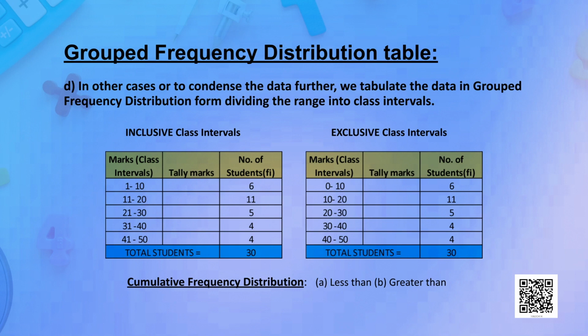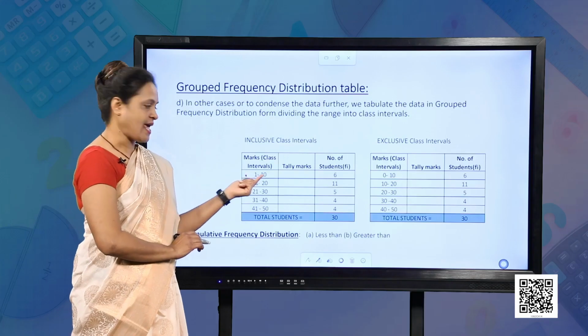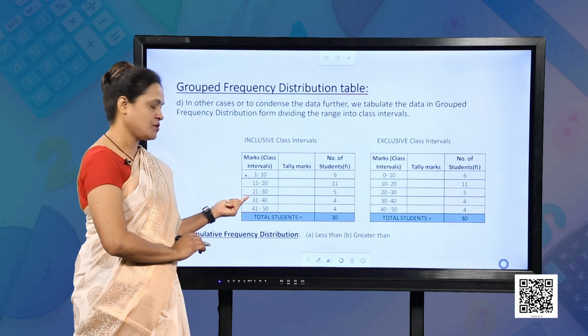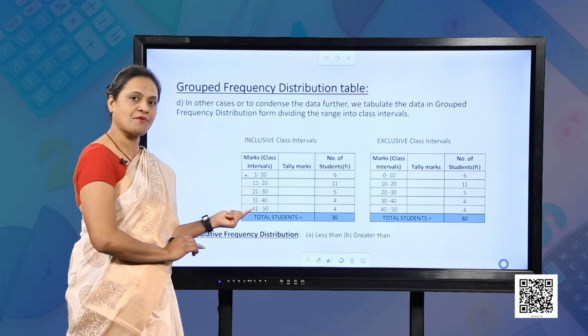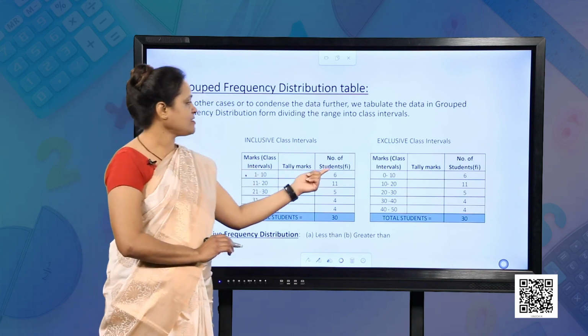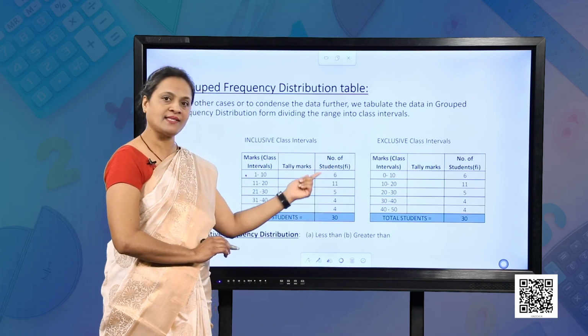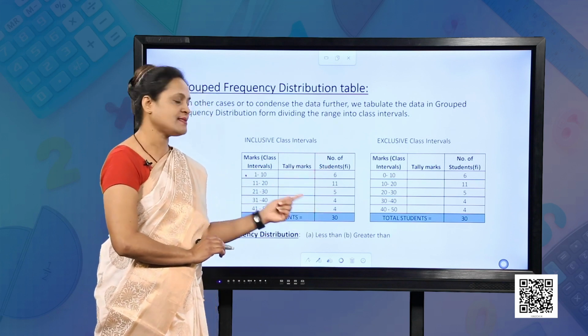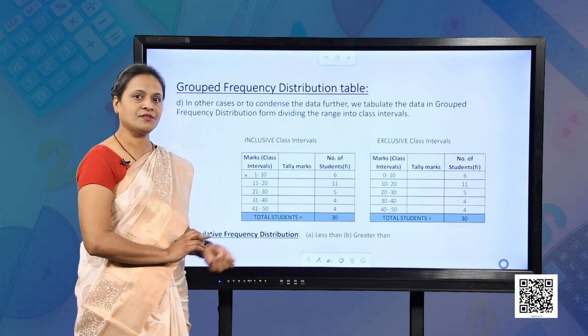You can see that the whole range of data here is divided in class intervals 1 to 10, 11 to 20, 21 to 30 and so on. In each class interval, we have noted the frequency, that is the number of students belonging to that class interval.